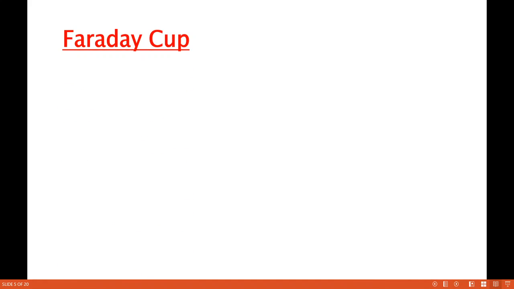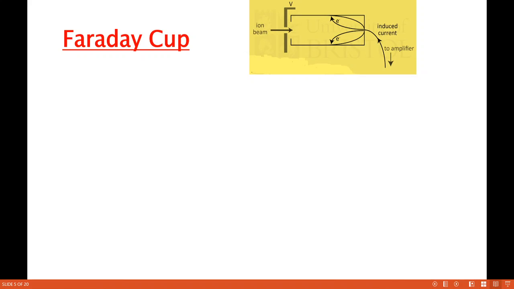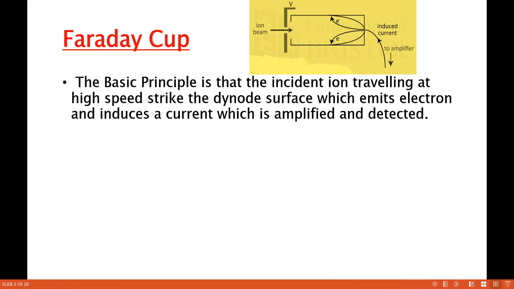Then the next is the Faraday cup. This is the Faraday cup detector. Here it has a cup shape, hence the name Faraday cup. It is a simple and effective detector. It monitors the ion current in the focal plane of the mass spectrometer.